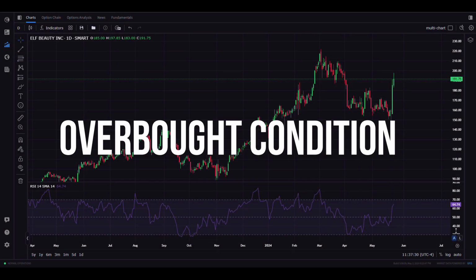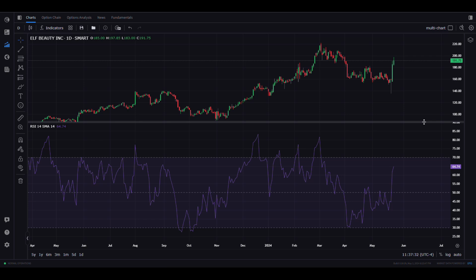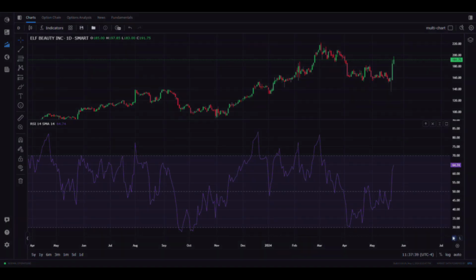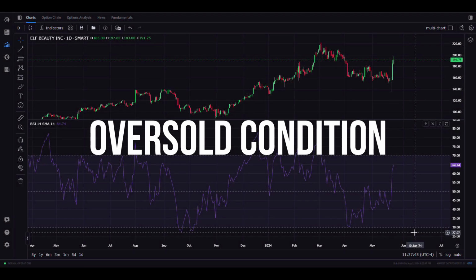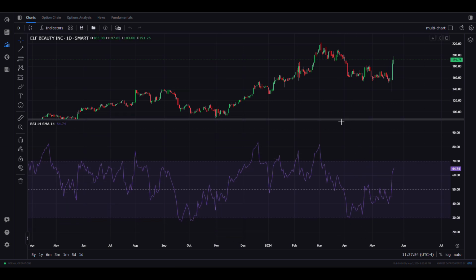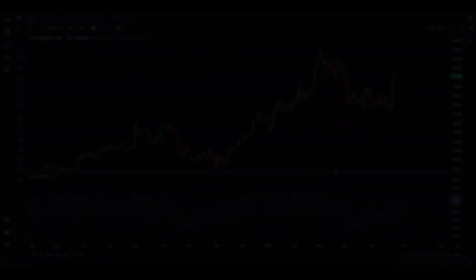Overbought condition. When the RSI is above 70, it suggests that the asset may be overbought, meaning that it has experienced significant buying pressure and may be due for a pullback or reversal. Oversold condition. When the RSI is below 30, it suggests that the asset may be oversold, meaning that it has experienced significant selling pressure and may be due for a bounce or reversal.